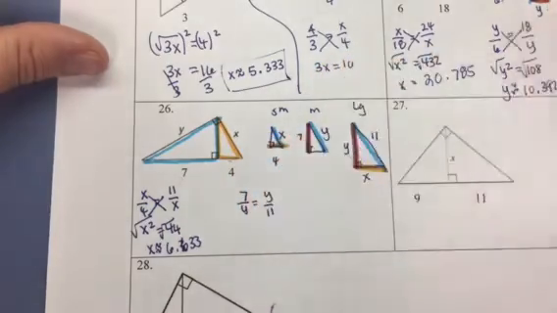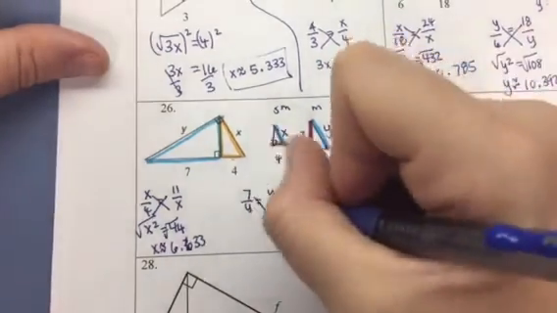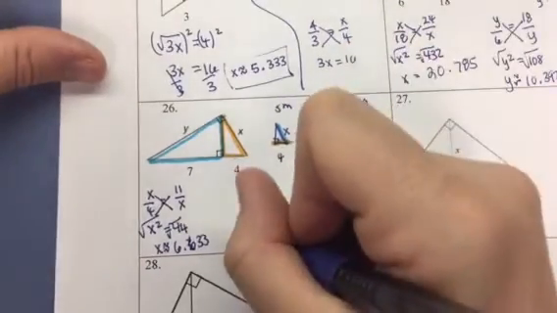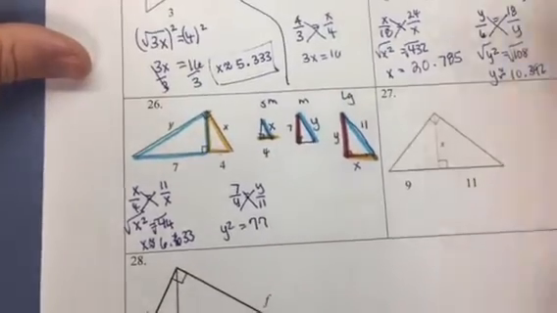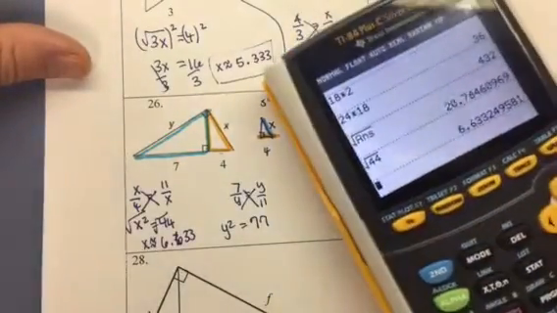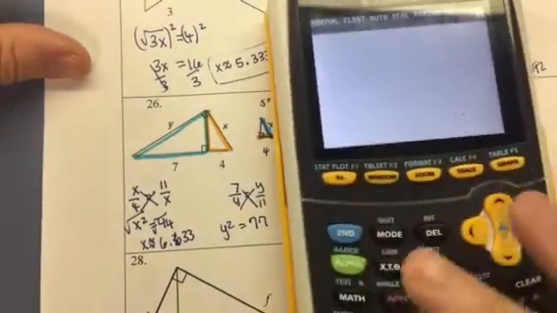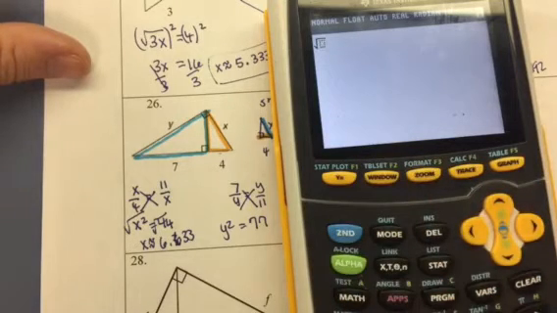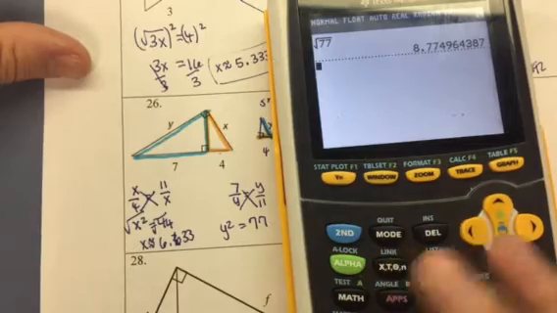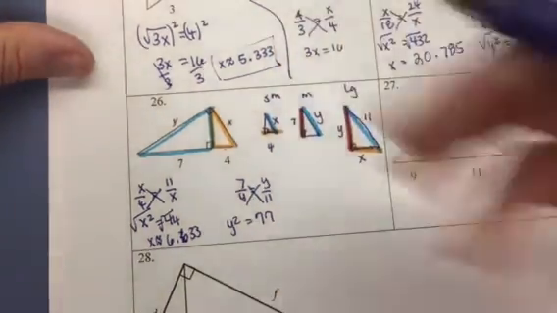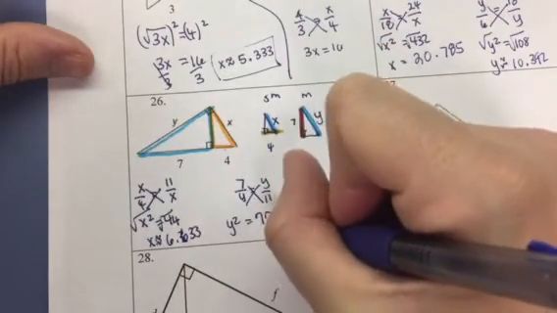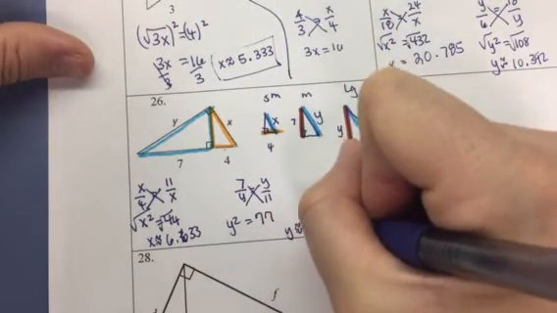And again, your proportion might be a little different than mine, but as long as your cross products are y squared and 77, you set up your proportion correctly. If you get like 7y equals 11y, then there's a problem. All right, so take the square root of 77. We get approximately 8.775 because we're going to round that to 3 decimal places. So y is approximately 8.775.